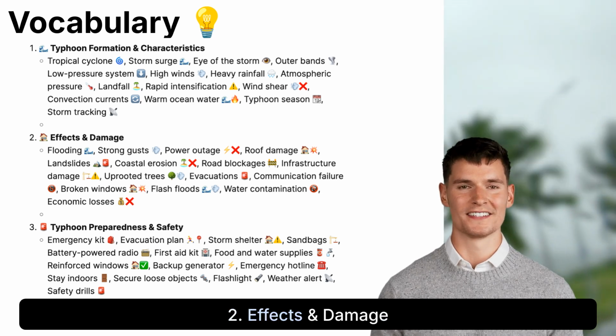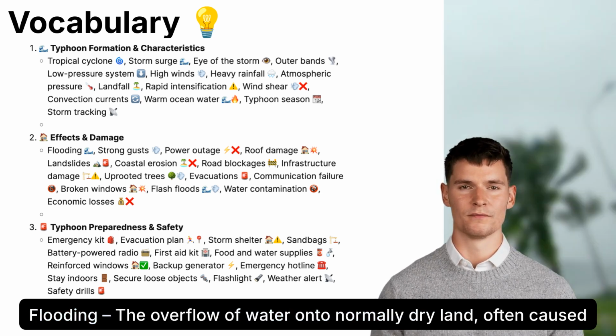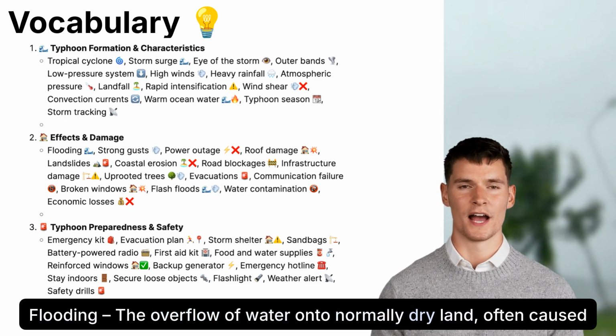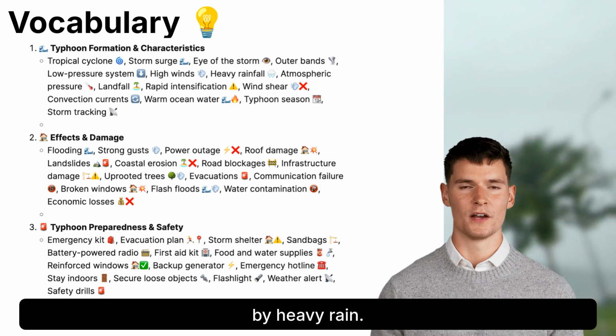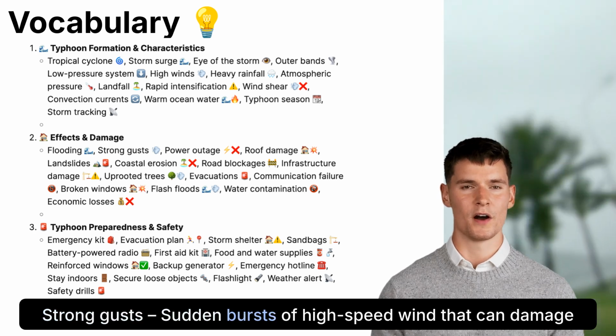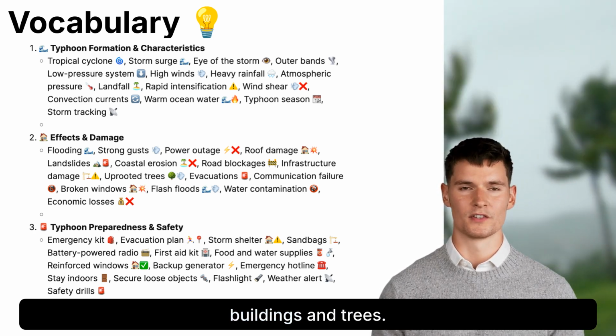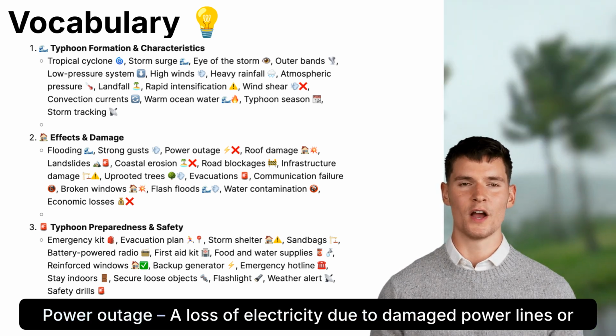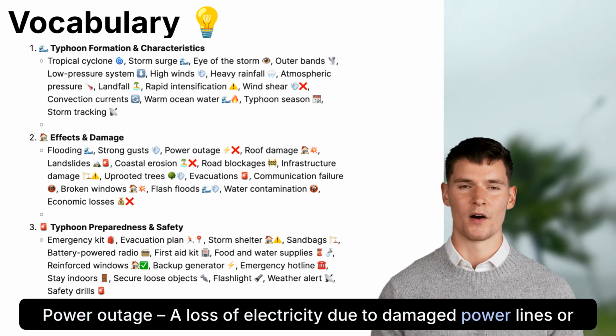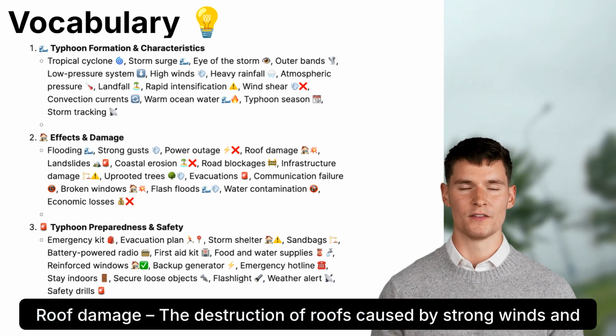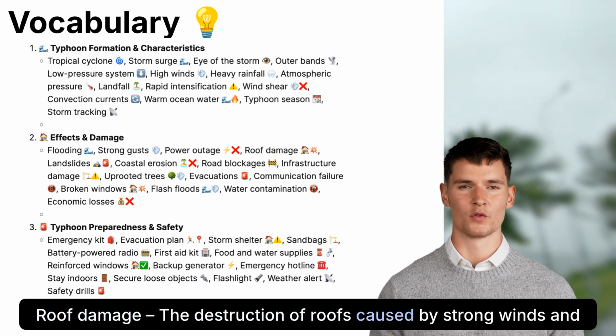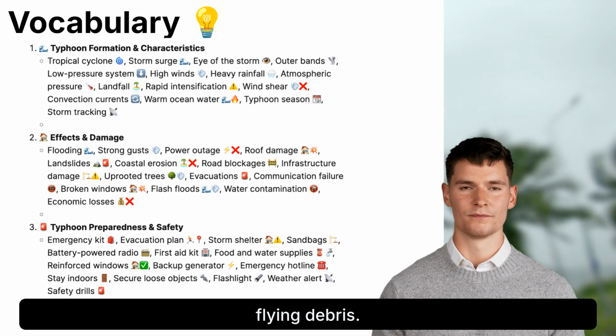2. Effects and damage. Flooding, the overflow of water onto normally dry land, often caused by heavy rain. Strong gusts, sudden bursts of high-speed wind that can damage buildings and trees. Power outage, a loss of electricity due to damaged power lines or infrastructure. Roof damage, the destruction of roofs caused by strong winds and flying debris.